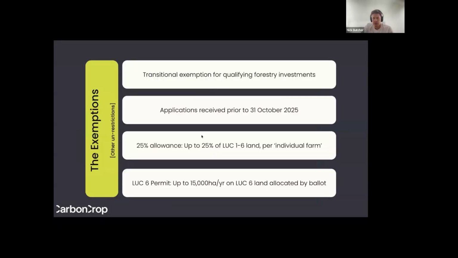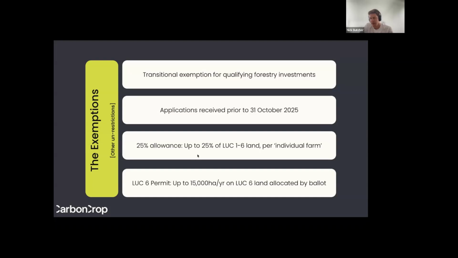And then there's basically 4 exemptions where even if you are on LUC 1 to 6 land and you are restricted forest, there is a transitional exemption for if you can prove that you had a qualifying forestry investment that was already in process between certain dates. If your application was submitted prior to 31st of October 2025, and I think it's also, if your forest was planted before 31st of October 2025, then it's not restricted, regardless of whether you put an application in or not.